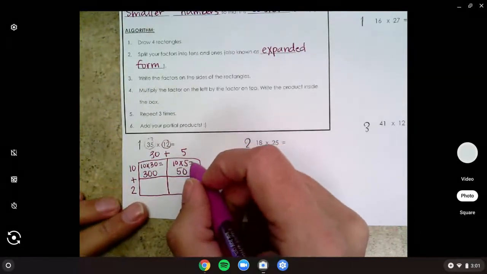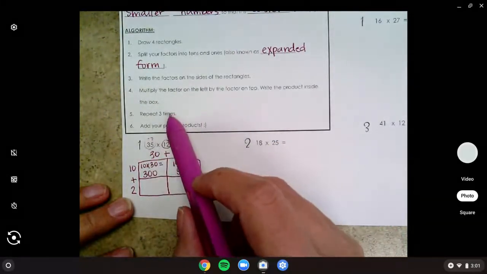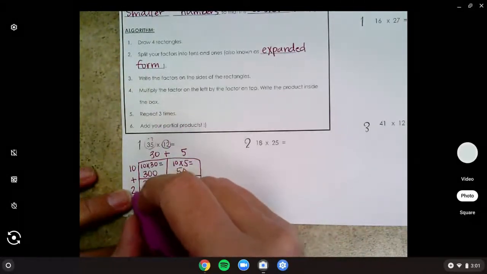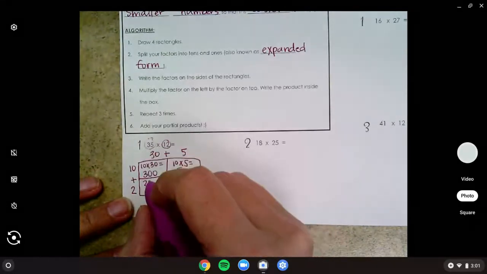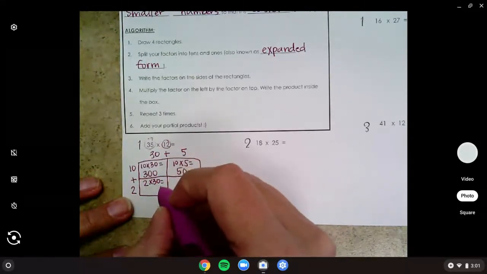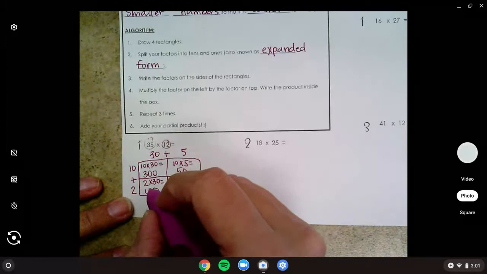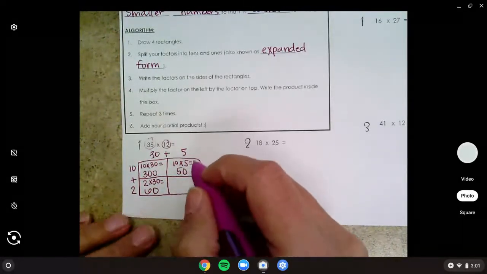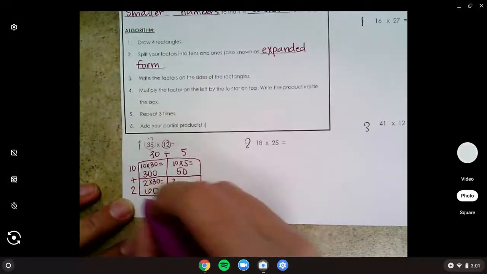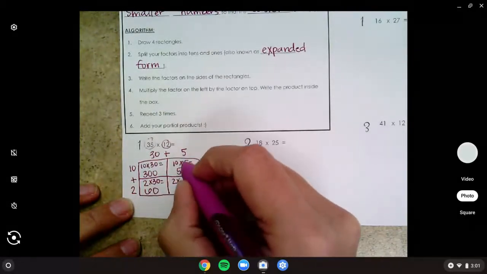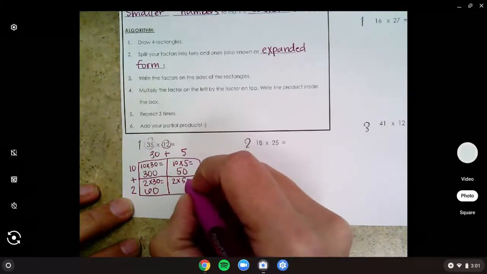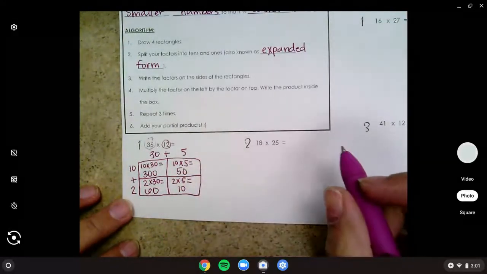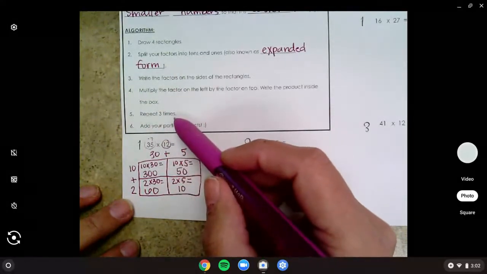All right. Then I come down here and I repeat it 2 more times because that was already 1, 2, 3. 2 left times the top, 30. 2 times 3 is 6, and add a 0 is 60. Then I take my number on the left, 2, and multiply it by my number up top, 5. 2 times 5 is 10. All right, so I repeated that 3 times.